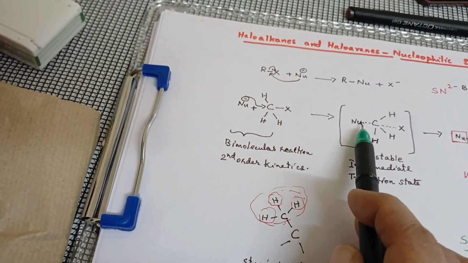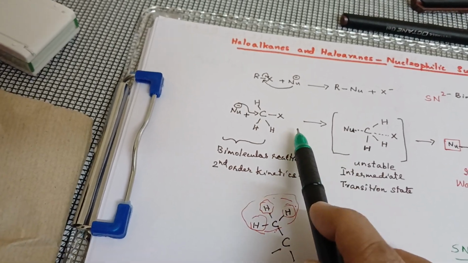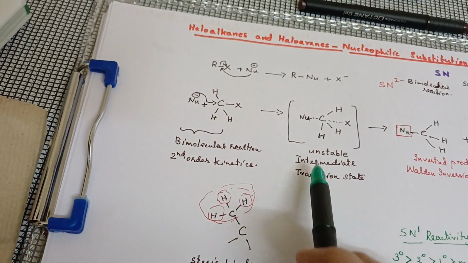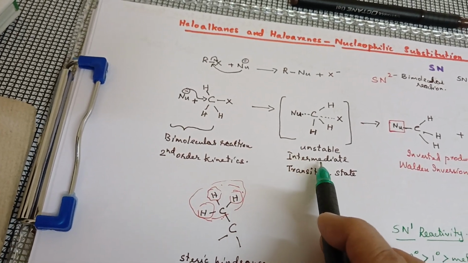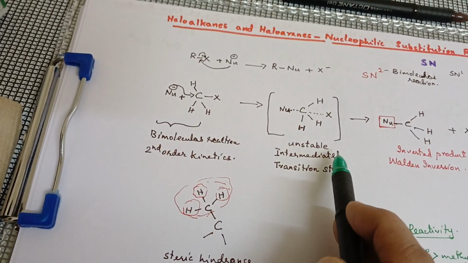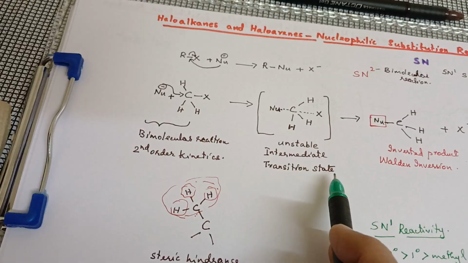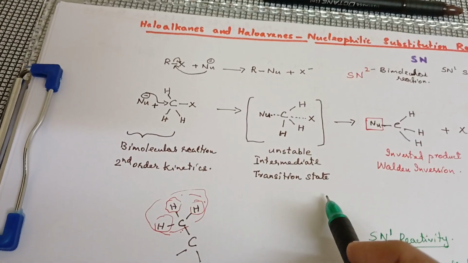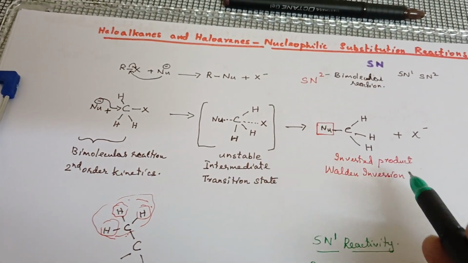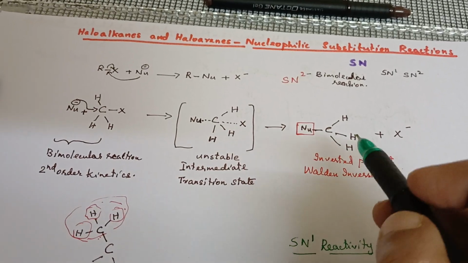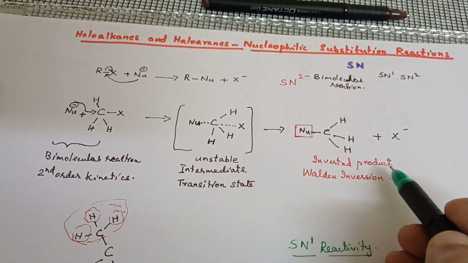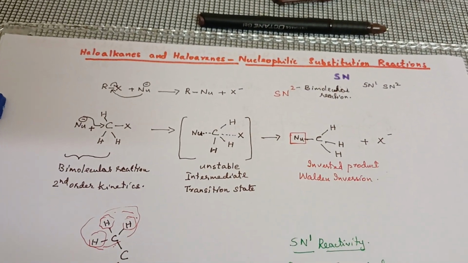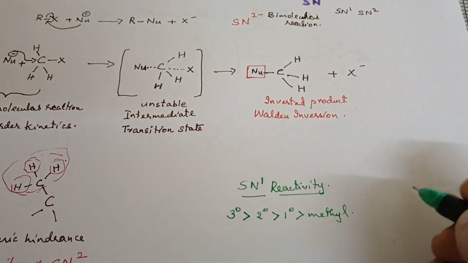And the nucleophile will attack only from the back, the direction opposite to that of the leaving halogen. So you will be getting an intermediate, which will be unstable, and we call it the transition state, which we show by putting in square brackets like this. So this is the transition state. From the transition state you get the product, which will be a single, inverted product, and you call it Walden inversion.